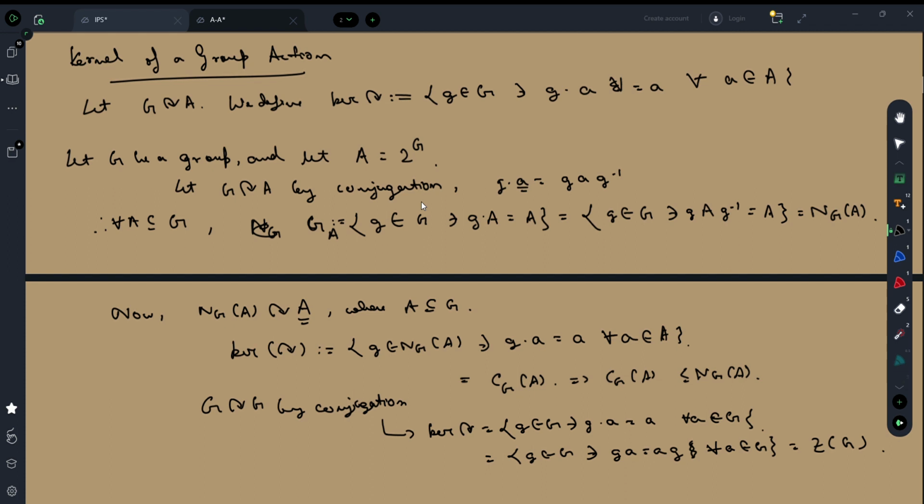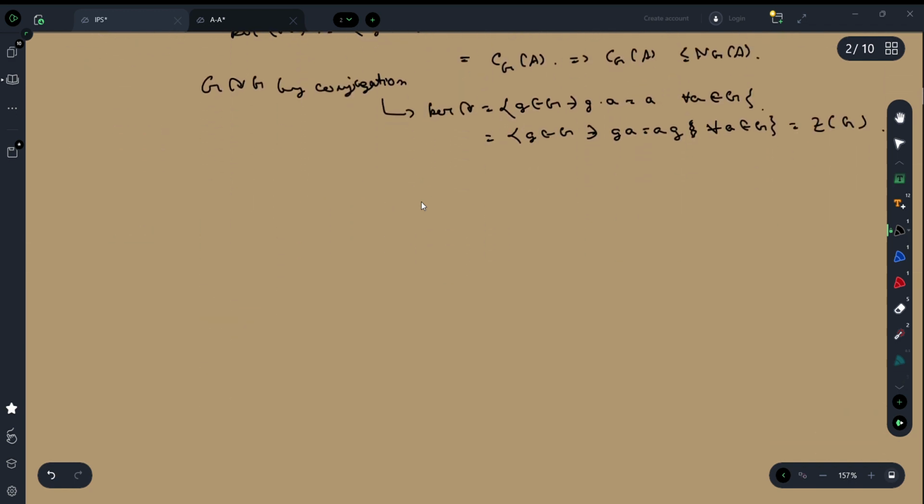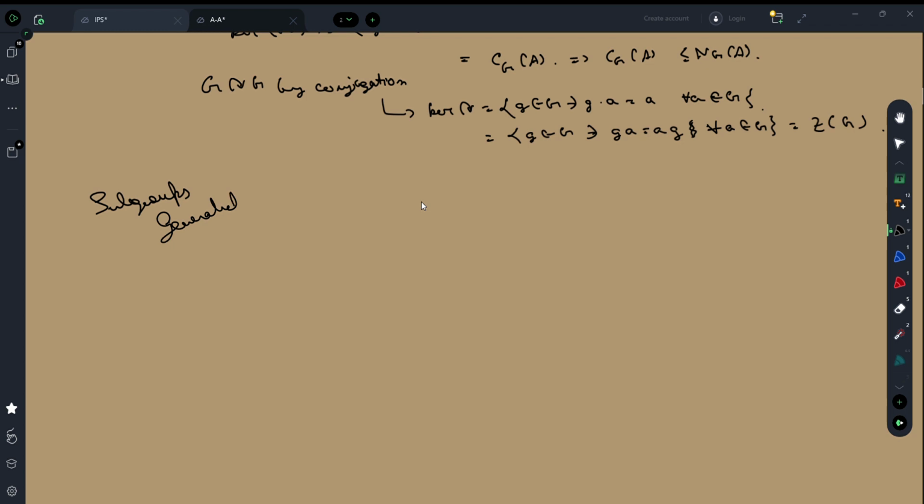So that was quite a great topic to study. Okay, now I won't be starting this lecture here. I will start this topic in the next lecture, which is the subgroups generated by subsets of a group.